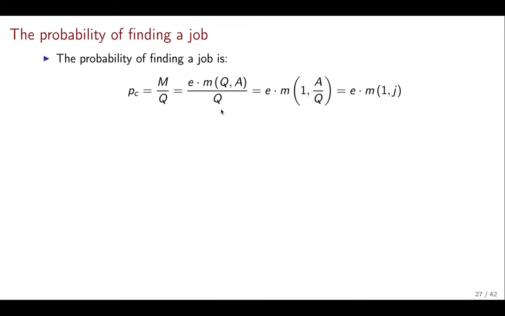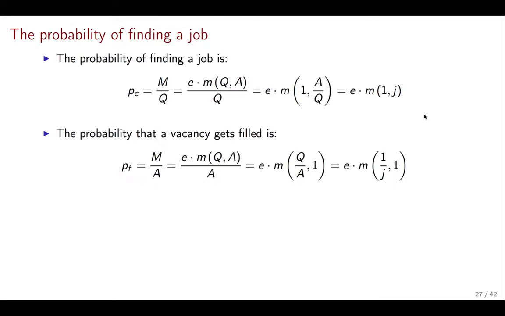But for now, here is again what's happening. The probability that you find a job if you are searching is how many people found a job relative to how many people were searching. But those people who found a job, we know that's equal to the matching function. Now, because we're dividing the matching function by q, and the matching function has constant returns to scale, dividing the whole function by q is the same as dividing each of the arguments by q. That's what constant returns to scale allows us to do. And so we can express this in terms of a over q, this ratio, which is defined here by j.